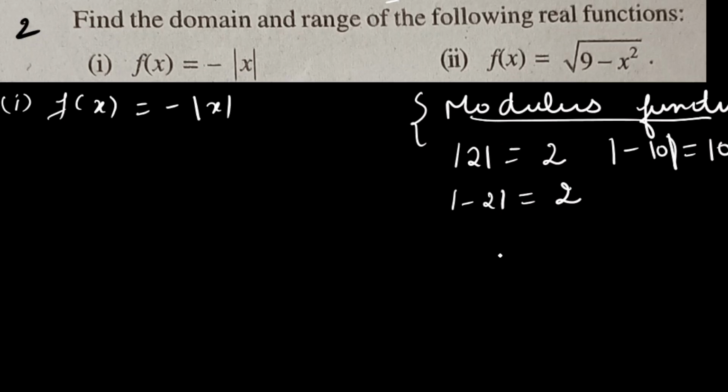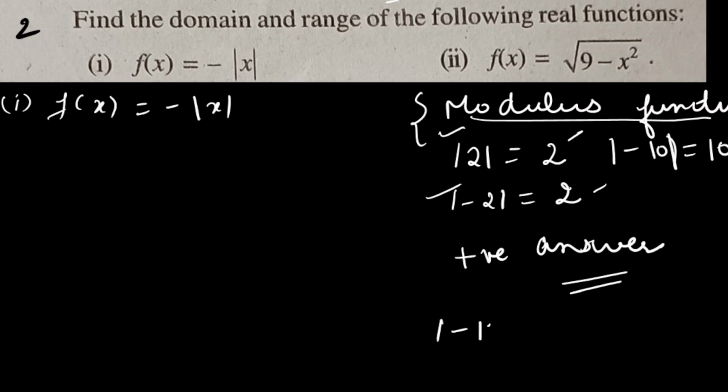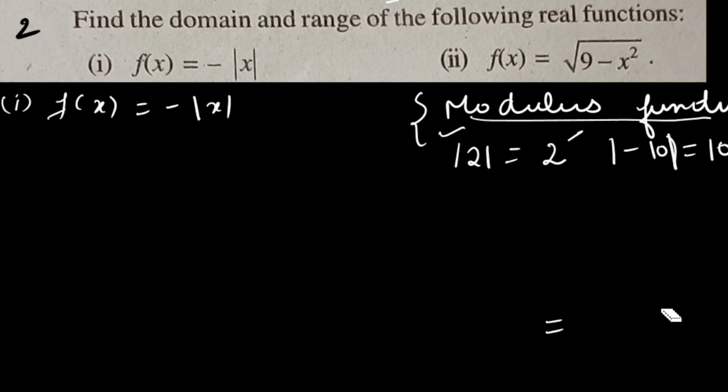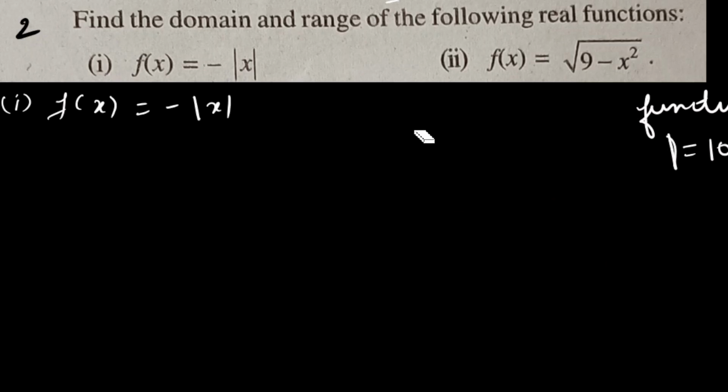So the modulus function will always give us a positive answer. If the number is negative, still the answer will be positive. For positive also the answer is positive. For negative also the answer is positive. So mod of minus 100 is 100. So the answer is always positive. Right, now domain and range we have to find. So this is the function. I'll just write it as y equals minus of mod x.